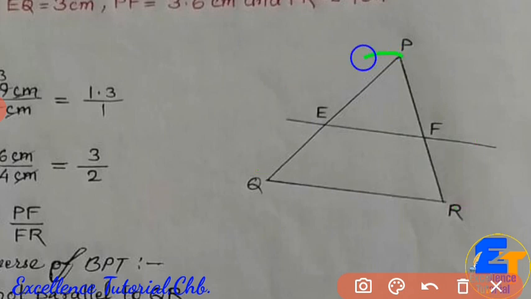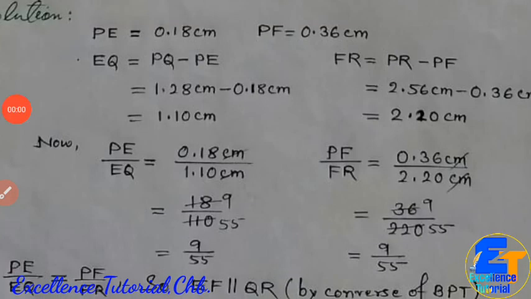But see here, in the question the full length of side PQ is given and PE is given. So the first step, we need to find the actual length of this part QE. How can we get the length of QE? From the full length, we need to subtract the length of PE. Then you can get the actual length of QE. In the same way, from the full length of side PR, if you subtract the length of part PF, you will get FR. So we did the same.